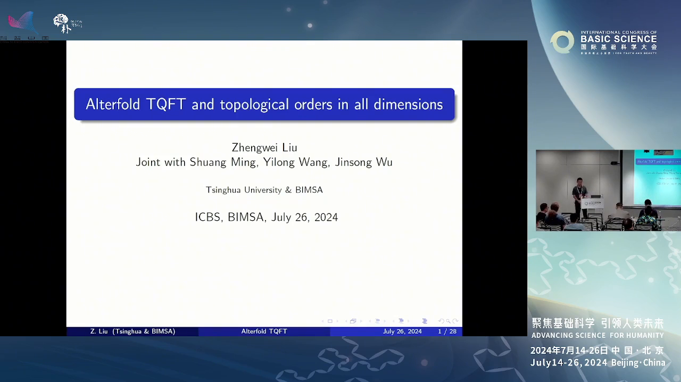Thank you for the introduction, and it's a great honor to give a talk at the ICBS. Today I will talk about topological quantum field theory and topological orders. This has been well studied in the lower dimensional case, but we will also show how this turns out to be very natural in higher dimensions as well, and what the major difference is. We will also give examples in higher dimensions to illustrate our ideas. This is joint work with our colleagues at BIMSA, Shuangming, Yilong Wang, and Jinsong Wu.